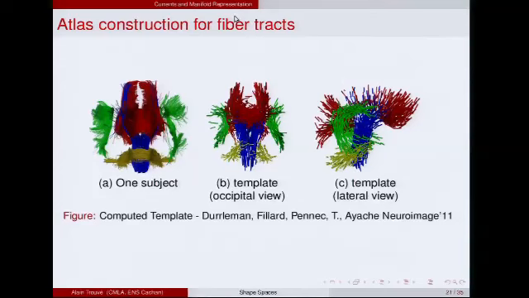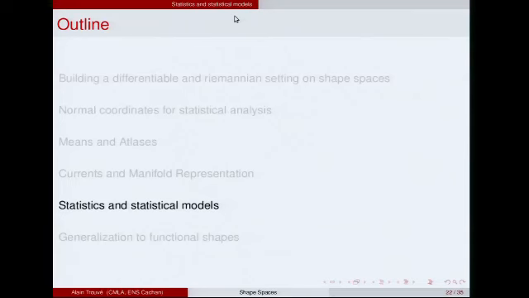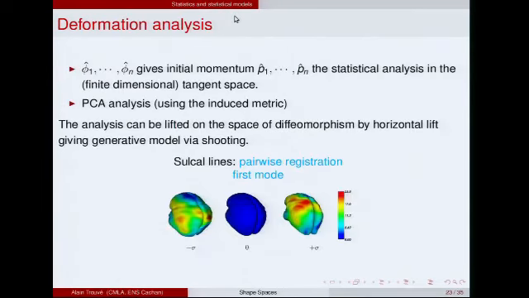And so what we get here, for instance, this is one subject, and this is the average, which is represented as a sum of punctual currents. So it looks like a simplified thing, but for the current norm this is a good approximation of the mean. So this is a template, and you have two different views for the sixth subject. So we can do statistics.